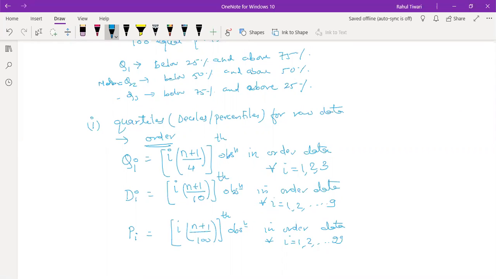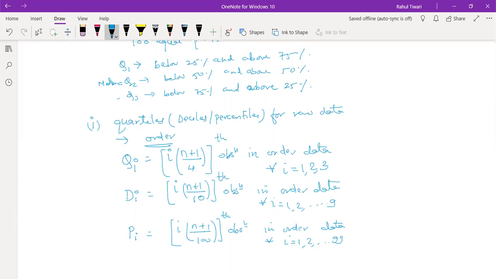So instead of teaching quartiles first, then again deciles, then again percentiles, see how time consuming that is. Are you getting my point? You would get frustrated, because we would be writing the same thing again and again. So once you study the quartiles, then automatically you can write for decile as well as percentile.